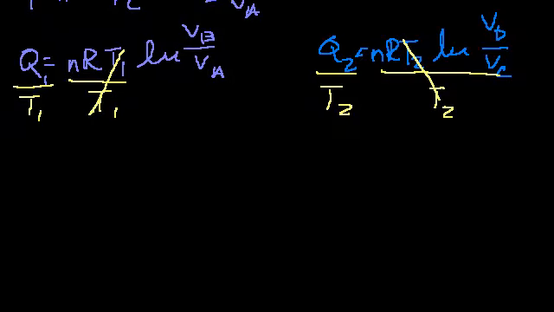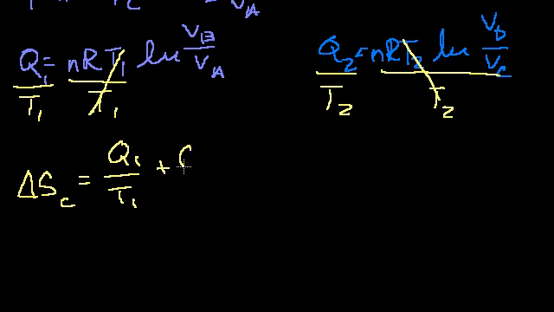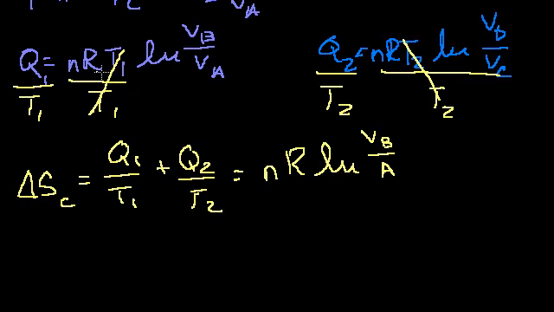q2 over t2 is equal to that over t2. That cancels out. So our change in our mystical state variable as we go around the Carnot cycle is equal to q1 over t1 plus q2 over t2, which is equal to nR times the natural log of vb over va. That's that right there. And then plus q2 over t2, which is just nR times the natural log of vd over vc. This is vc. This is a va here.